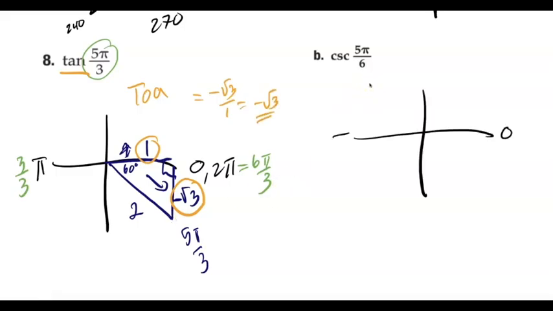Here's 0. Here's pi. We're going to do 6 over 6, 2 pi, or 12 pi over 6. So we start here. It is positive. We're going to go here. This is 6 over 6. We have not hit that yet. We're a little bit short. So we're going to be in here. That's 5 pi over 6.